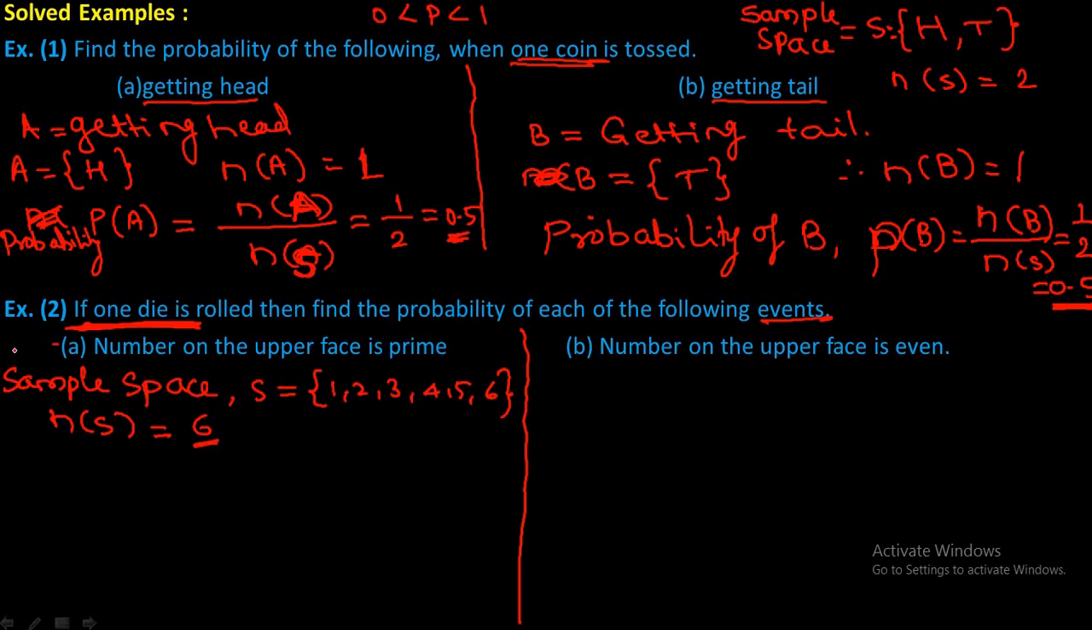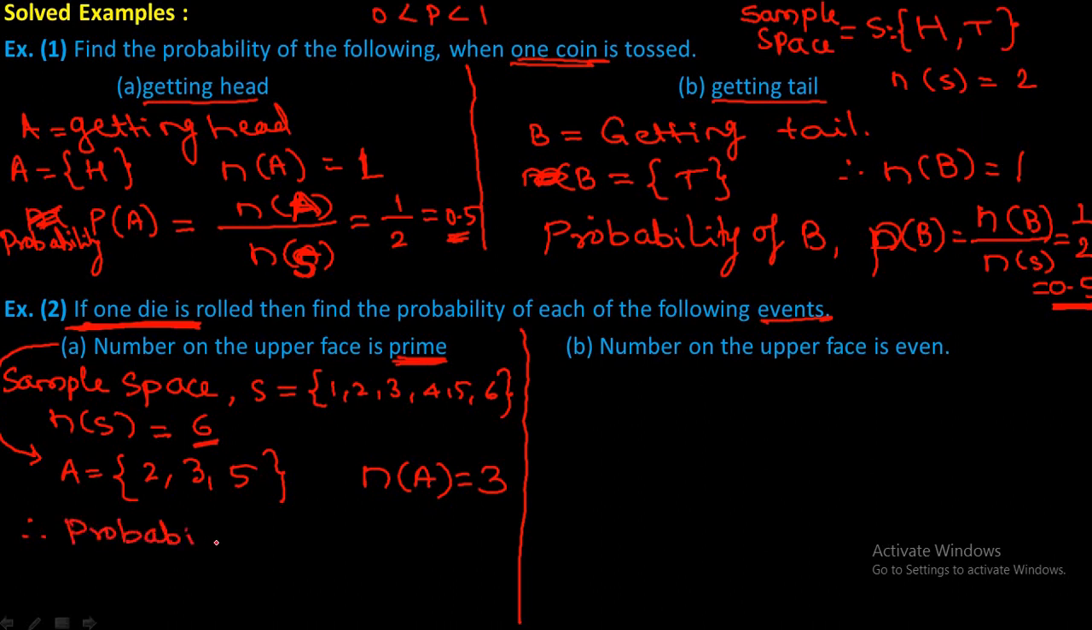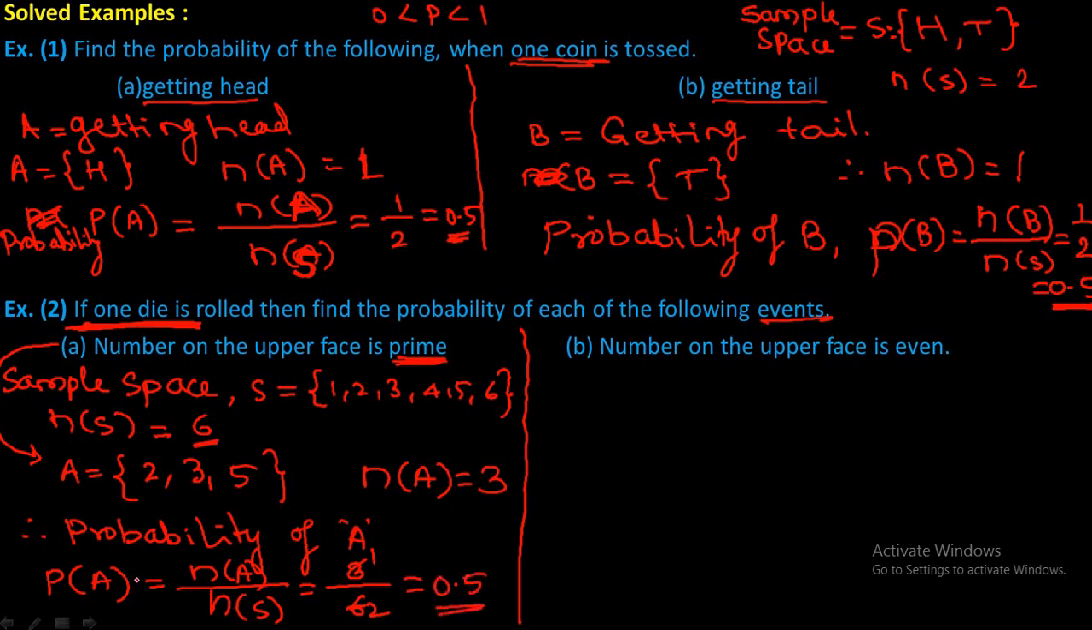Now we will apply the condition. Event A: the number on the upper face is prime. So you have to select the prime numbers from this. 2 is a prime number, 3 is a prime number, and 5 is a prime number. So N of A, the number of sample points of event A, is 3. Therefore the probability of A, P of A, is equal to N of A divided by N of S. N of A is 3 divided by N of S, which is 6. So 3 ones are 3, 3 twos are 6, so 1 upon 2 is 0.5. So the probability of event A is 0.5.